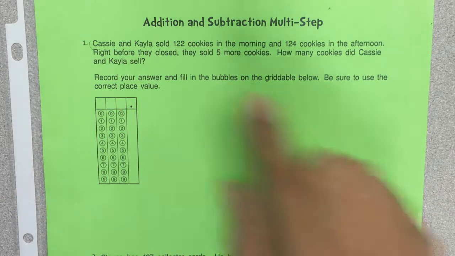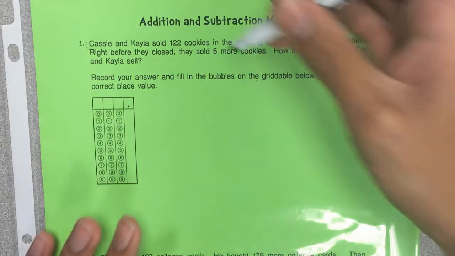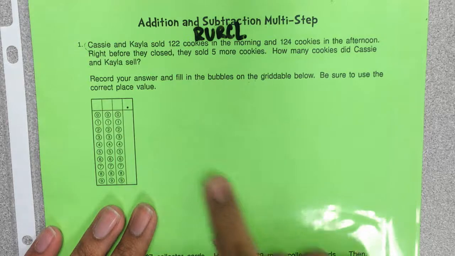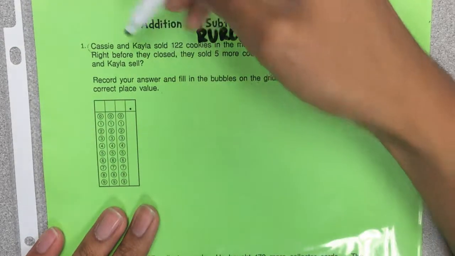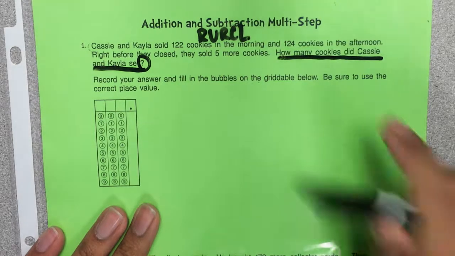Go ahead and take out this sheet called Addition and Subtraction Multi-Step. We're going to be looking at number 1, and I want you to write down, are you reading closely and looking? Go ahead and come up to where the problem is, and circle the question mark, and go all the way back to the beginning of that sentence.